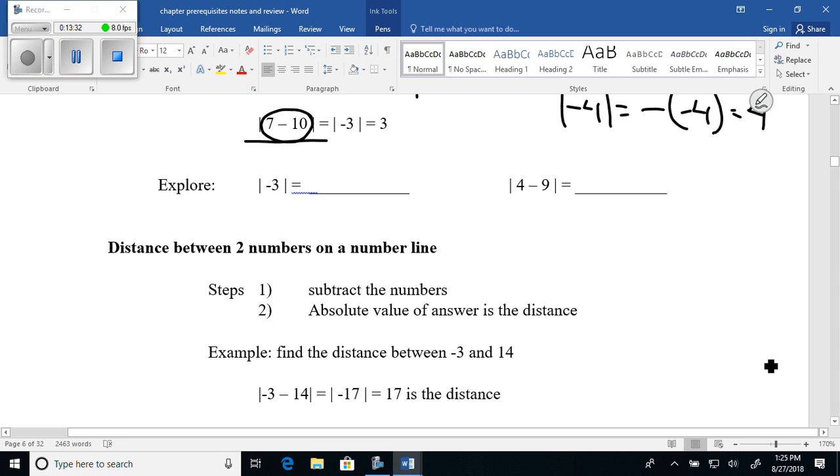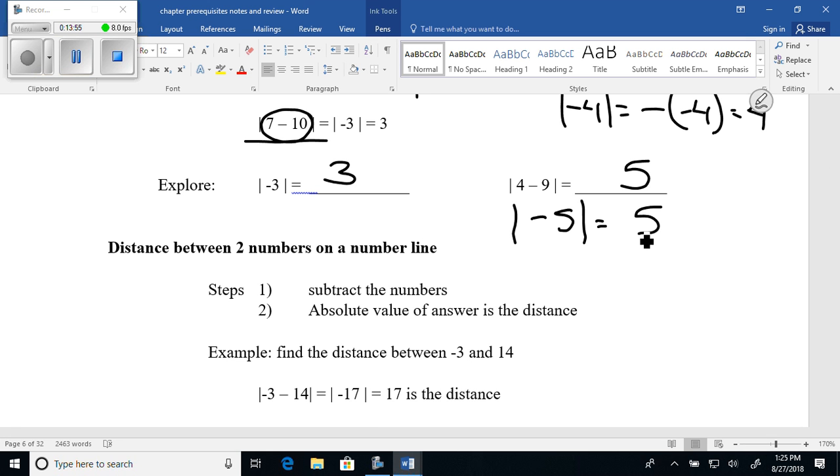What did you get for this one, Matt? 3. This one, Rachel? 5. Awesome. Because you had the absolute value of what in here? Negative 5, and the absolute value of negative 5 is 5. I would really like to see that step, if possible.